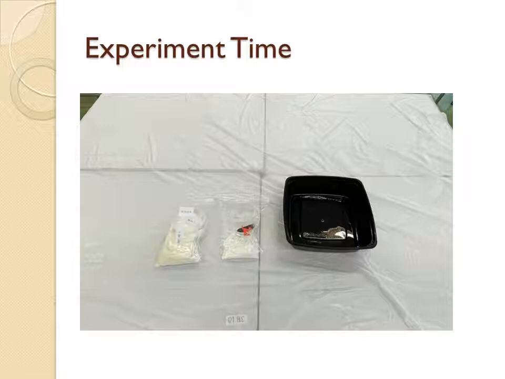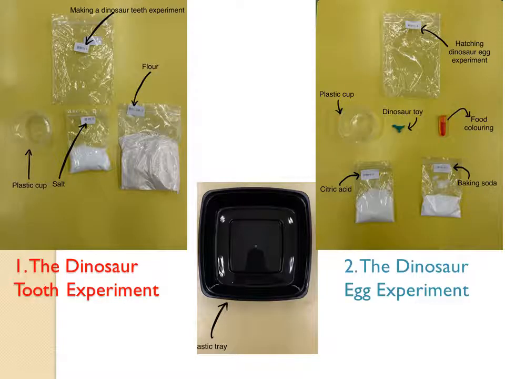So once you have this, remove the bags from the box. Once you remove the bags from the box, you will only open number 1, the dinosaur tooth experiment. Number 2, the dinosaur egg experiment, we don't need it for the time being. So do not remove anything from inside the bag. Just keep the bag like that and the teachers will tell you when to do this experiment. We are just showing you the content inside the bag.